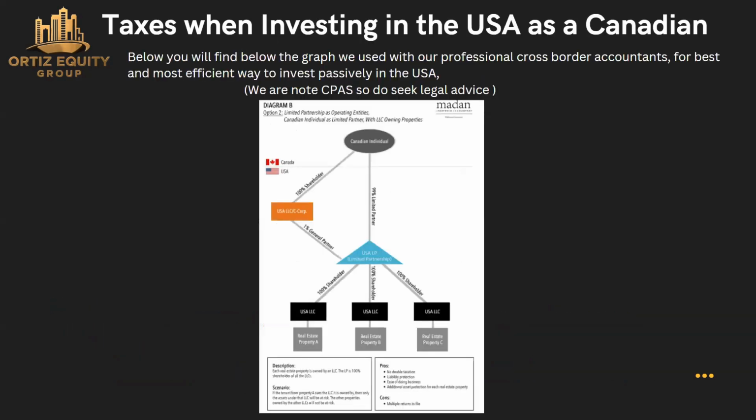All right, guys. So we're done with all the myths. Now we're going to be talking about taxes when investing in the U.S. as a Canadian. Below you will find the graph we use with our professional cross-border accountants for the best and most efficient way to invest passively in the U.S. Again, guys, we are not CPAs, so do seek legal advice, but we're simply sharing one of the graphs in which we bring limited partners to invest with us. There are many different ways out there, and if you'd like to hear a little more about the structure, do schedule a call with us. But again, we're not CPAs, so do seek legal advice.